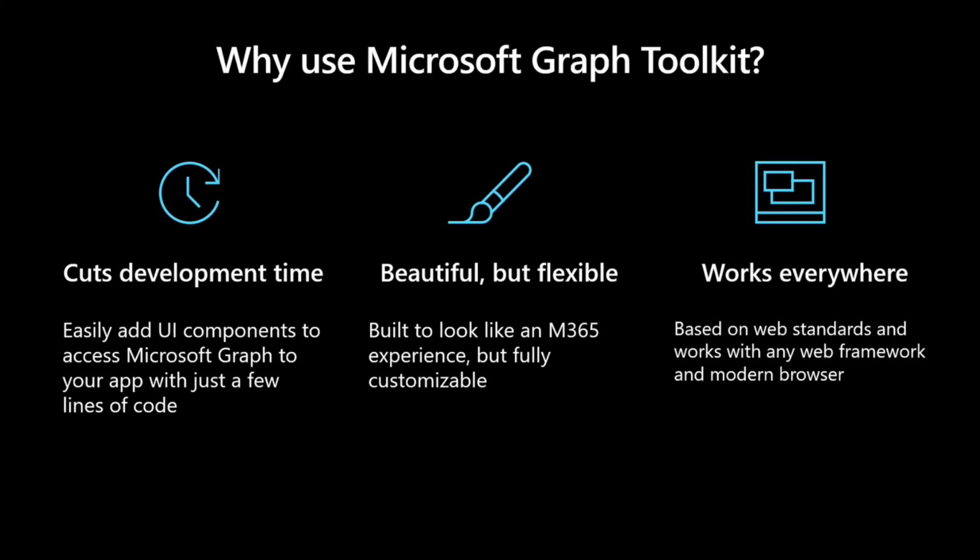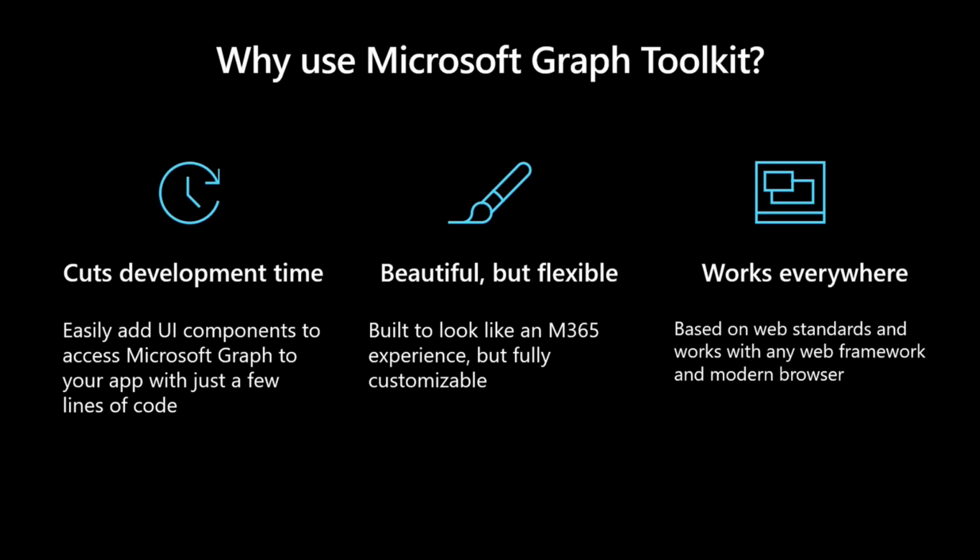I also want to build something that is beautiful but flexible. And then again, I'm very lazy. And on top of that, as a developer, I'm not the best designer in the world. So when I'm using the Microsoft Graph Toolkit, I'm using a library of controls that look exactly like the Microsoft 365 experience. So when I have the Microsoft 365 experience in my app, it means that my users are used to these experiences, are used to the behaviors that underpin these components.